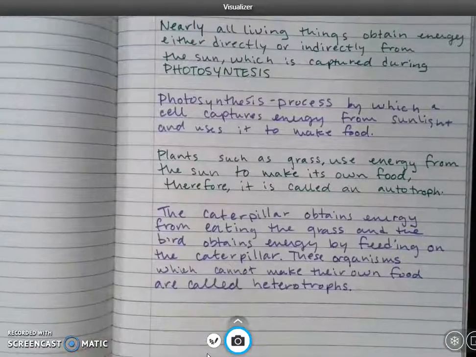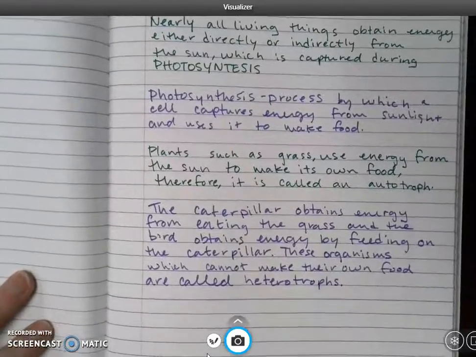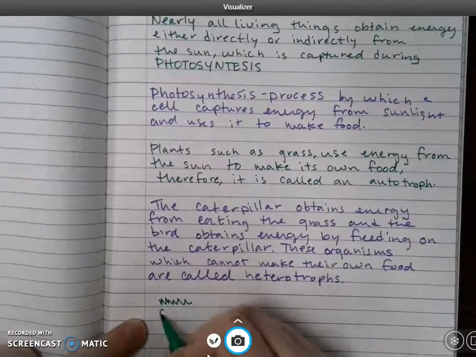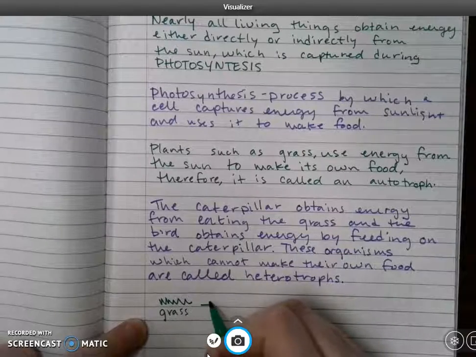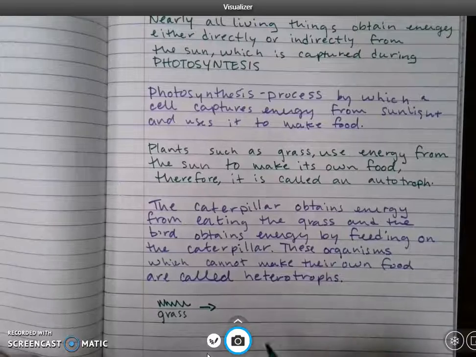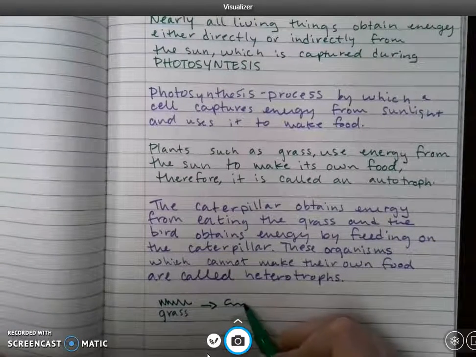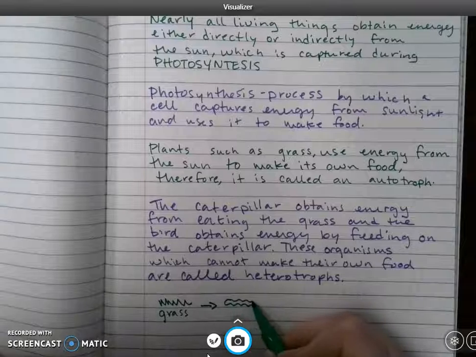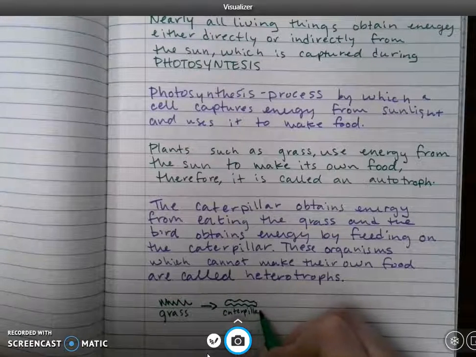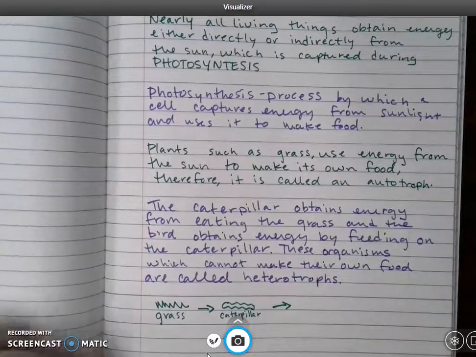So let's draw a food chain. We start with some grass, which is then eaten by a caterpillar. I'm going to do my best to draw a caterpillar. It's probably not going to look great, but we'll see. There's our caterpillar, and it gets eaten by a bird.